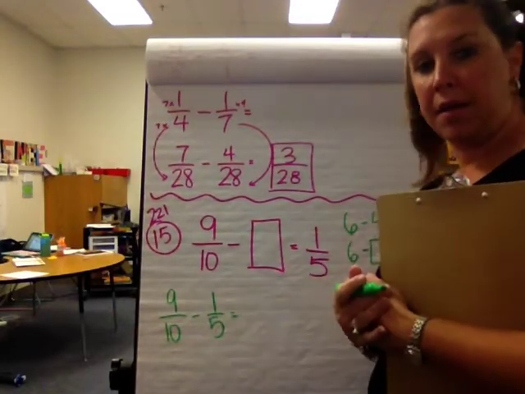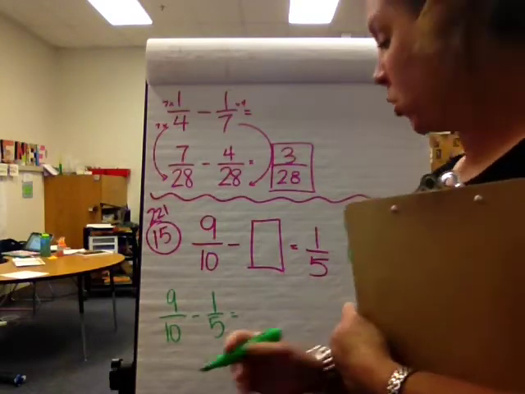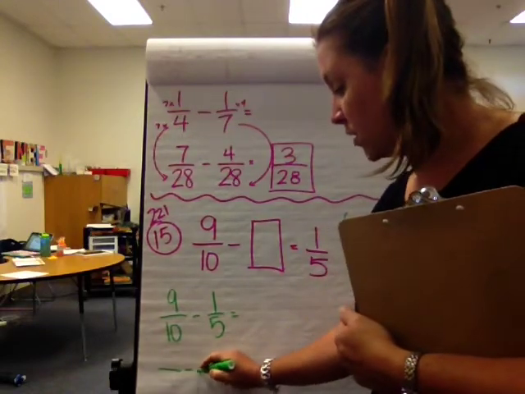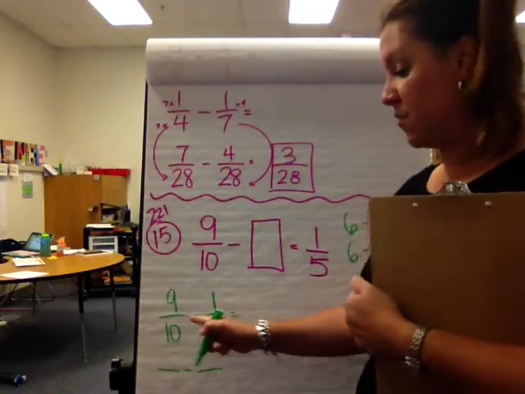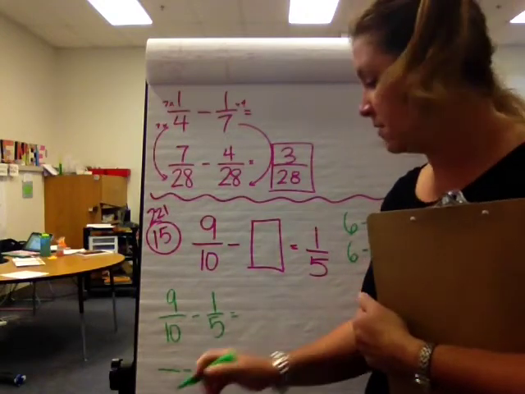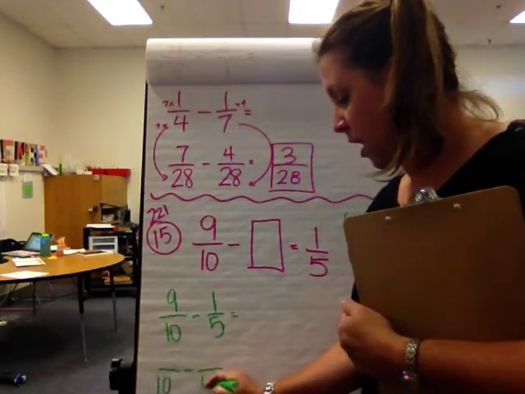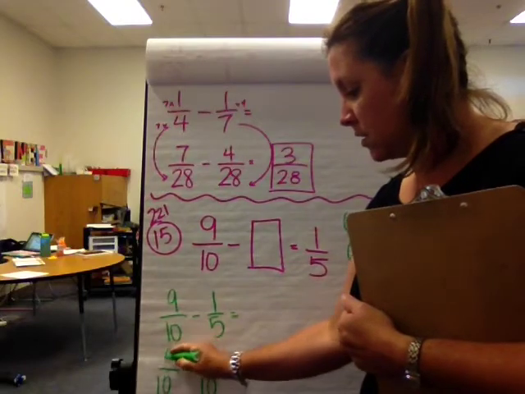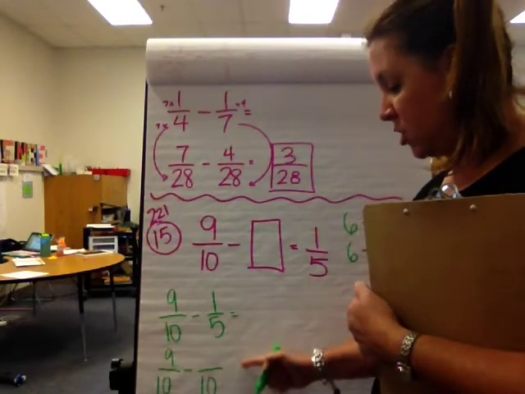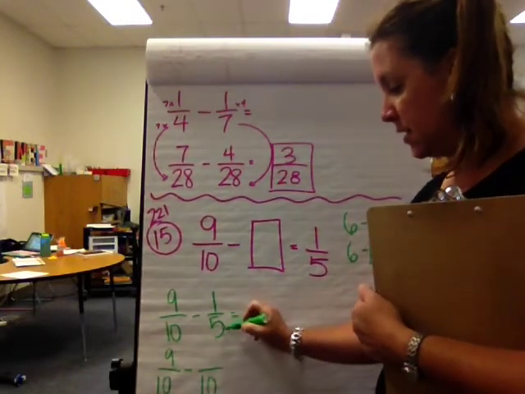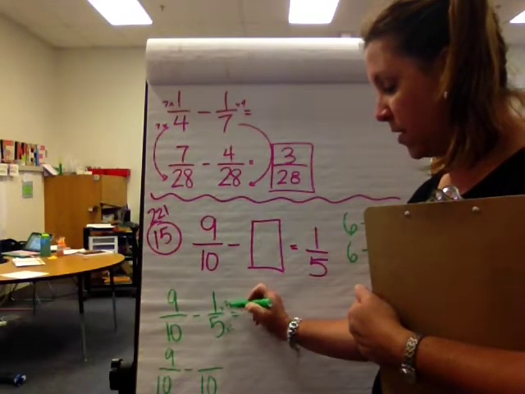Well, do I have common denominators? No, I do not. So I can make them common denominators. What is my common denominator? Can 5 make a 10? Yes, it can. Let's go ahead and make 10 my common denominator. This is going to remain the same. What did I do from 5 to 10? Times 2. Whatever I do at the bottom, I must do at the top.